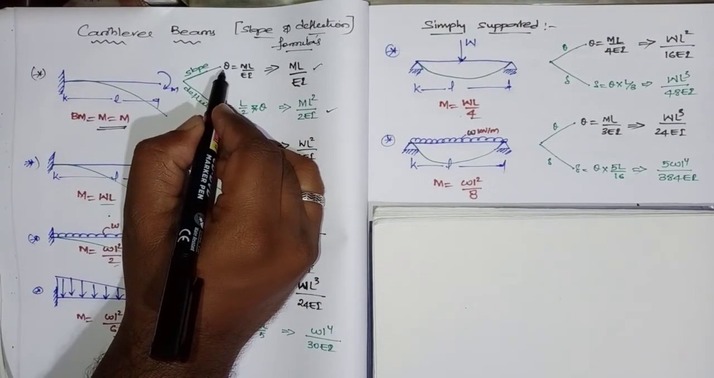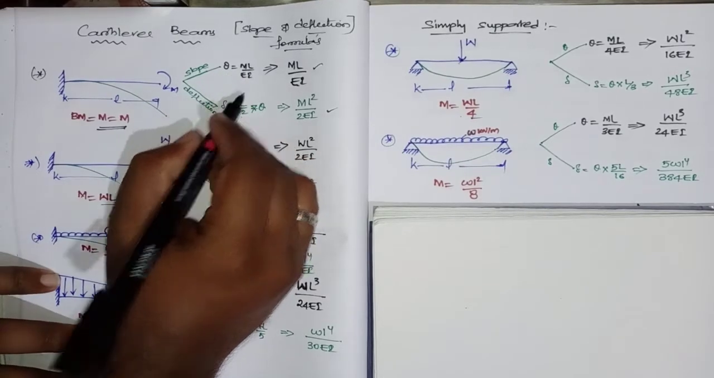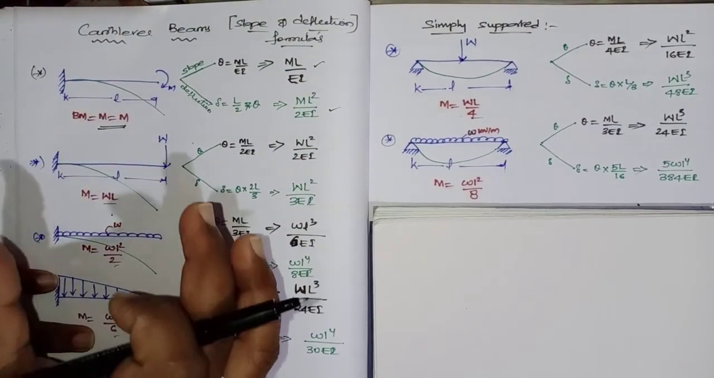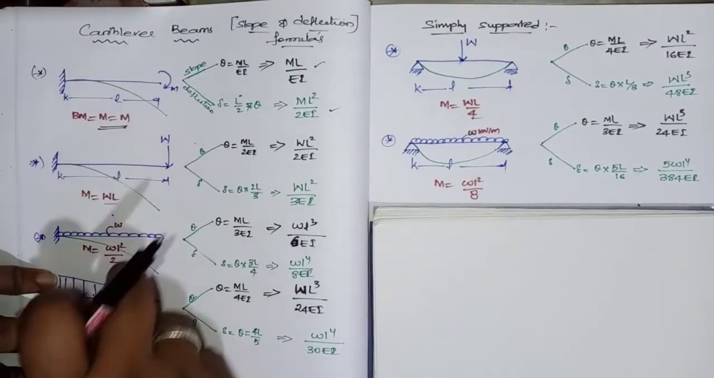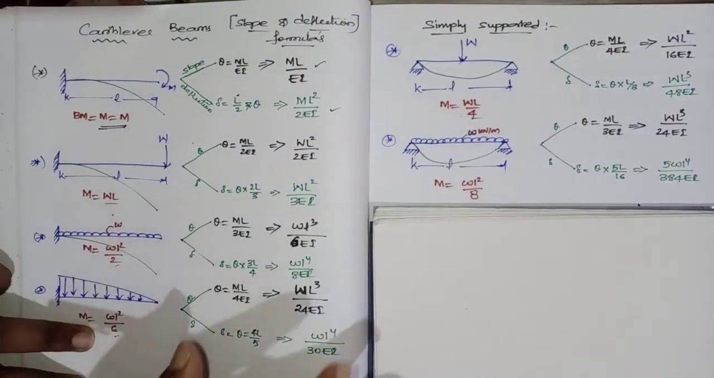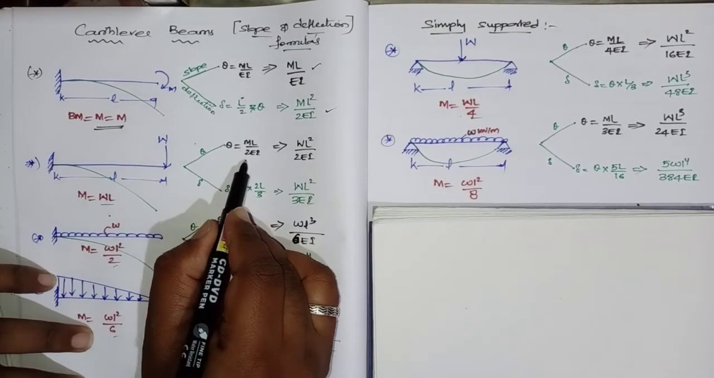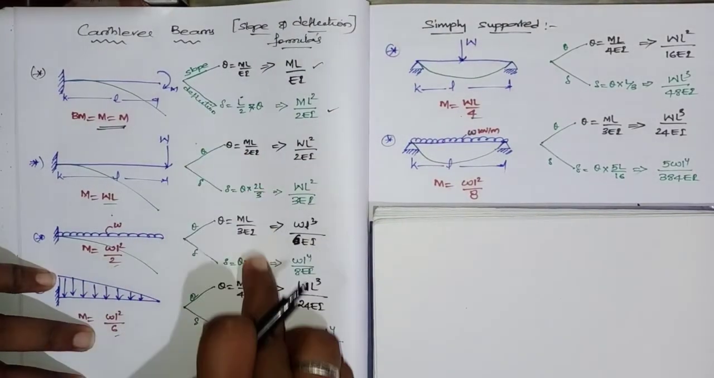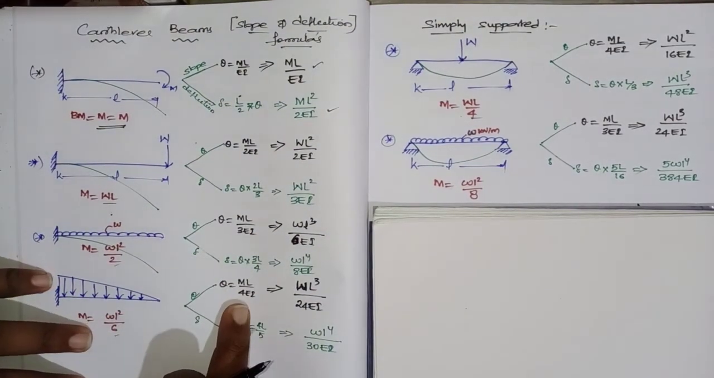Slope can be denoted by theta or dy by dx. So first, ML by EI. For your remembrance, I am writing in this way: moment, point load, UDL, UVL. If you remember in this way only, it will be very, very easy to keep in mind, right? Suppose ML by EI, ML by 2EI, ML by 3EI, ML by 4EI. Up to here it continues. Okay, the full part, half part, third part, and quarter part, like that.